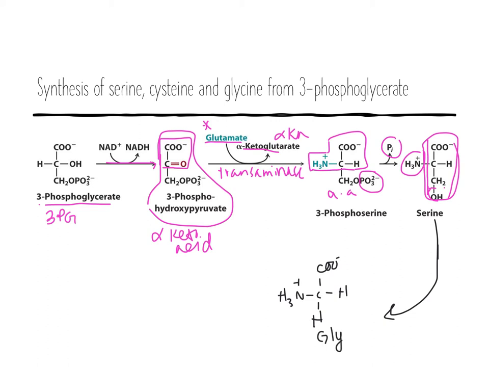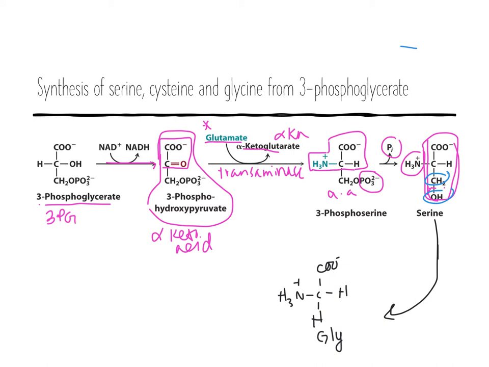In order to get from serine to glycine, you essentially have to take a carbon off and you've got to take the OH off. And the carbon is going to come off. We're going to focus on the carbon. The carbon, or this methylene group, so when you have a CH2, that is a methylene group.